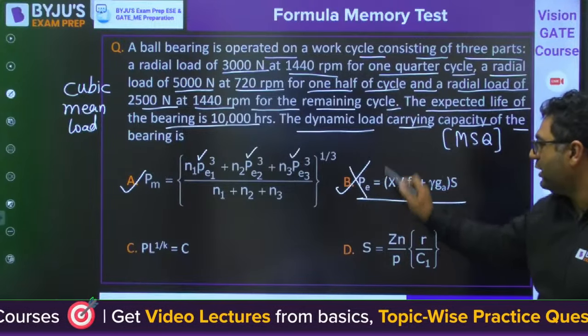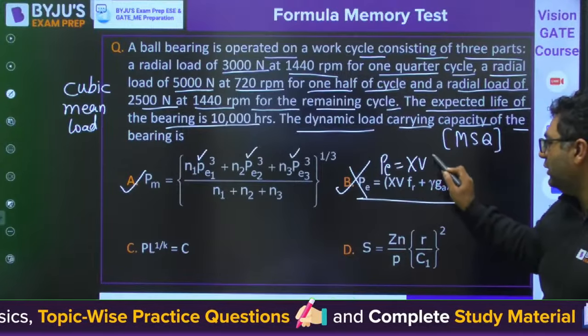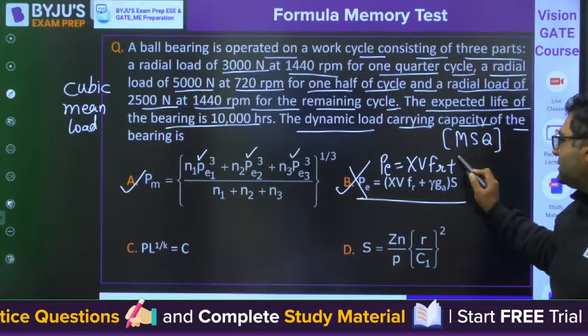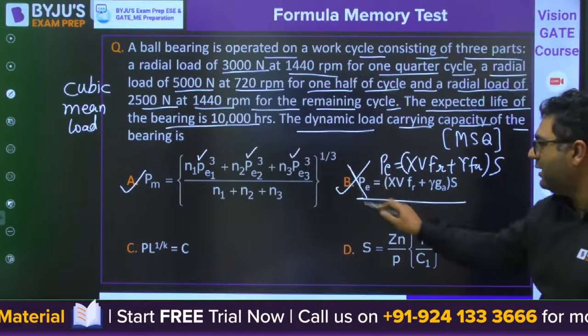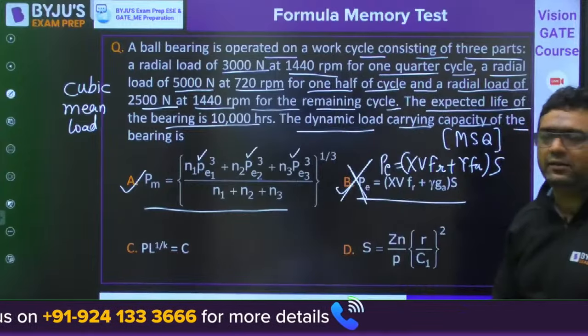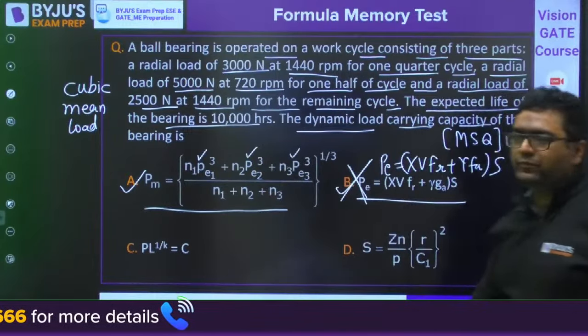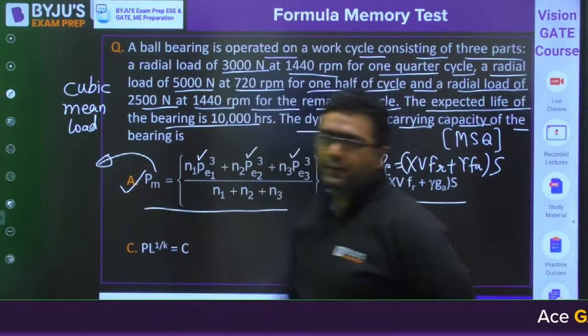So this formula is actually written wrong. The formula is PE equals X V FR plus Y FA into S, and it is wrongly typed, so it is wrong. This is the formula for cubic mean load, and that is correct. So A is correct. This will help you find the cubic mean load.